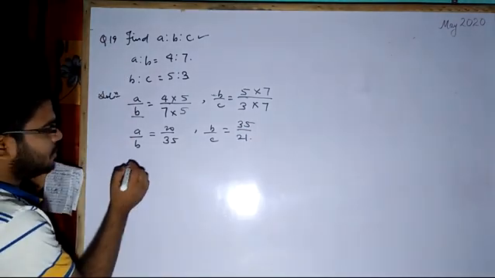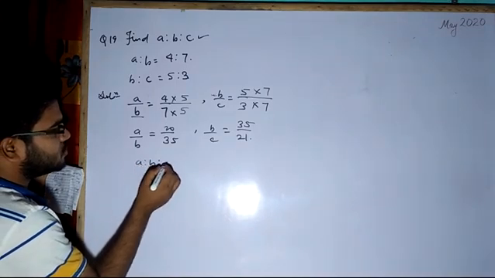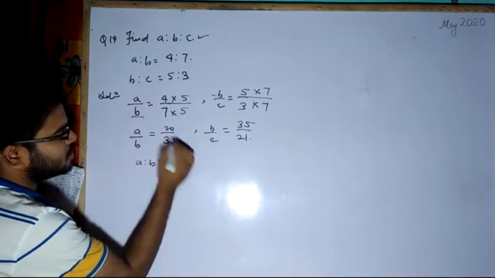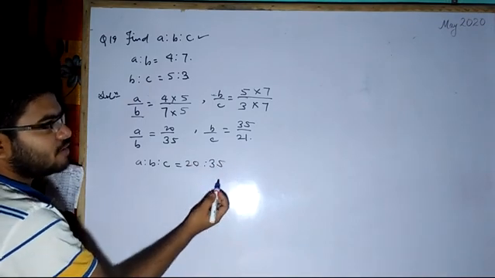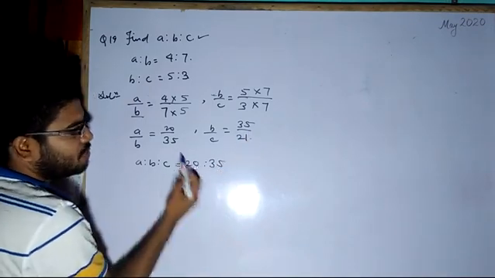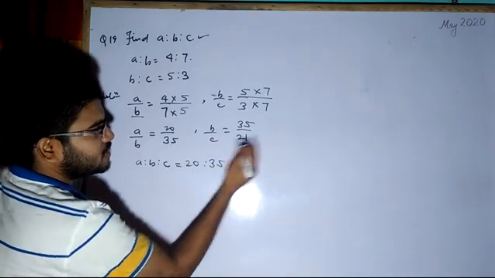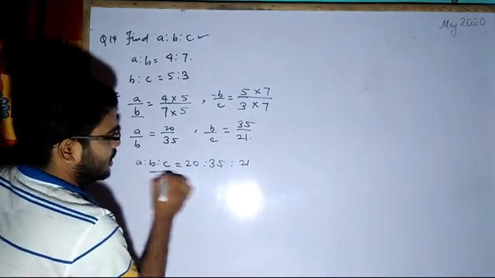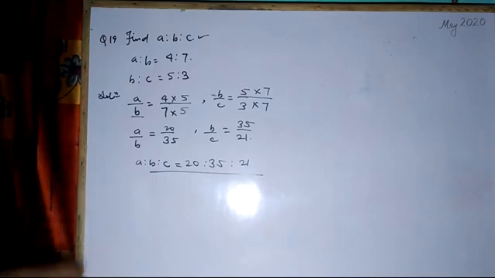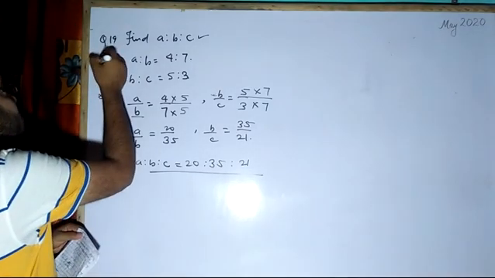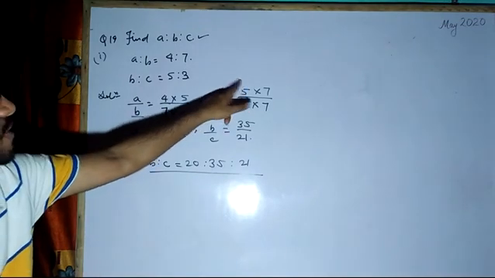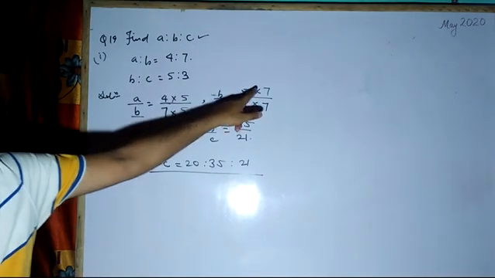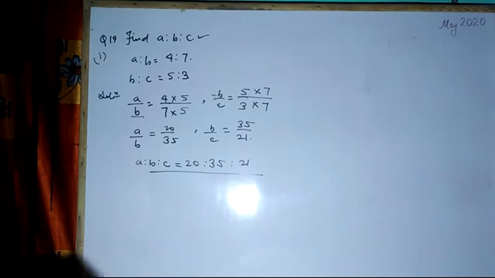Now very simply you will write A is to B is to C is equal to, from here A is equal to 20, B is equal to 35. No need to repeat B again because you have already written it once, and then C will be equal to 21. This is your solution. In this way you can solve question number 19 part 1. Simply you write and then multiply the B here, and the same B you have to multiply here and there to make it equivalent.